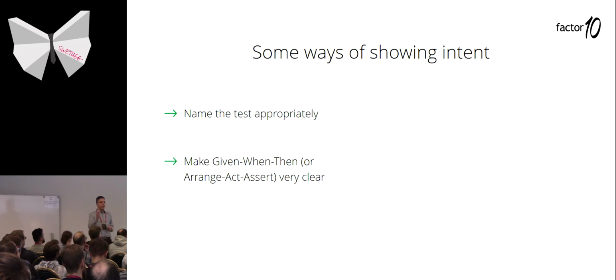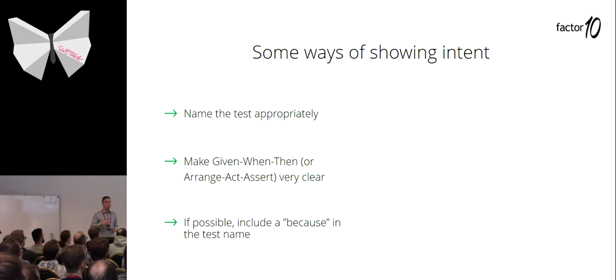I suppose that you're familiar with given when then, or arrange, act, assert, basically the same thing, a way of structuring your tests. If we make that very clear, then someone can look at the test, at the context, at the given, what happens, and the assertion, and probably follow what's going on. But if you muddle these up, and if they're not clear, then it will become much harder to know why a test is there.